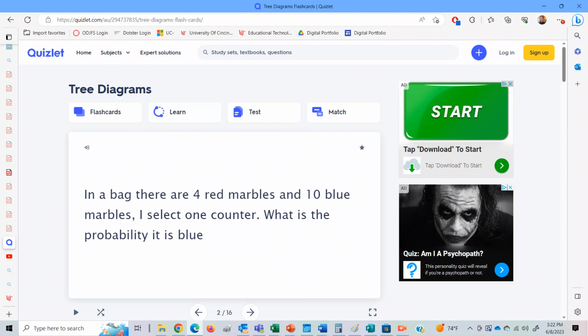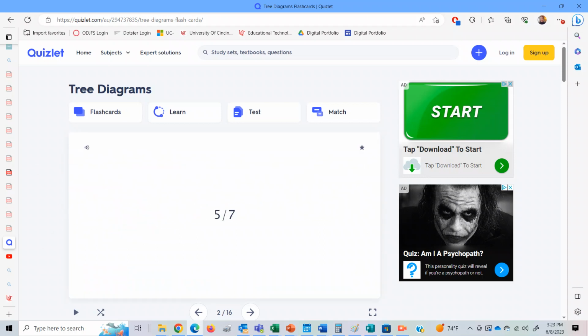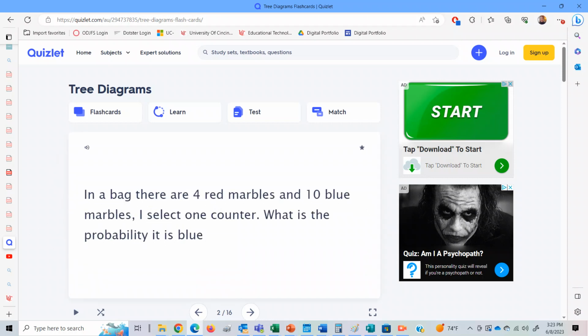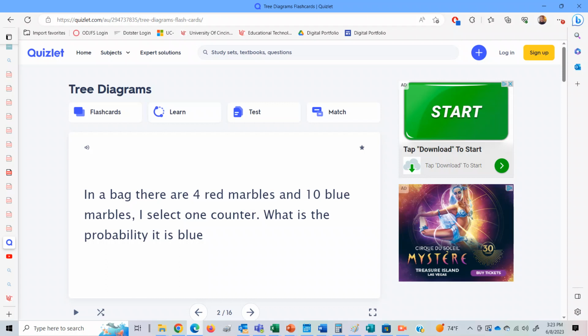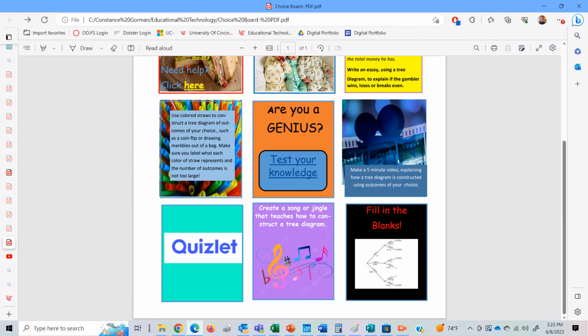In a bag, there are 4 marbles and 10 blue marbles. I select one counter, in other words, one marble. What is the probability that it is blue? Then the student would either create a tree diagram, or if they know probability, they could actually answer this and flip the card and get the answer. So this is very common. A lot of students like Quizlet. That's the reason why I included it in my choice boards.